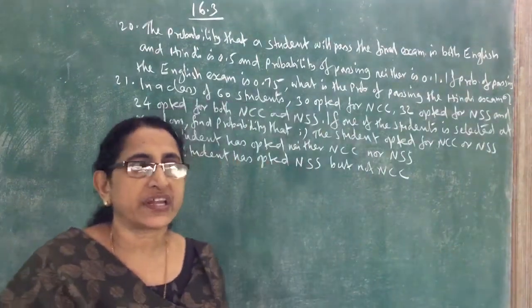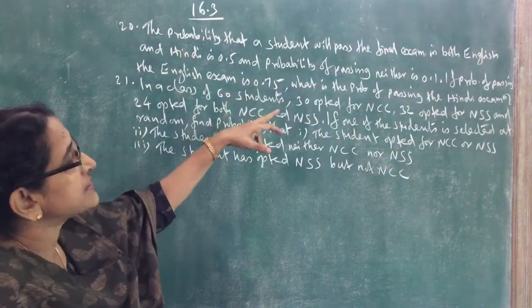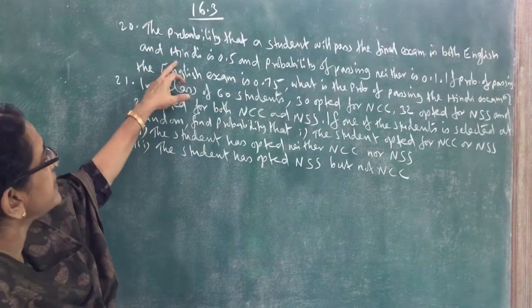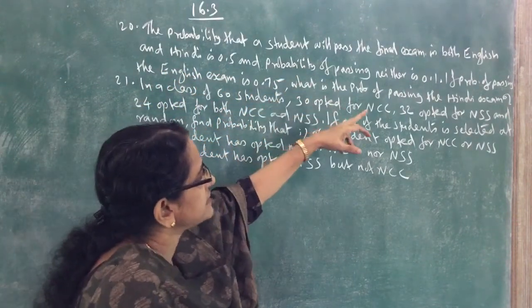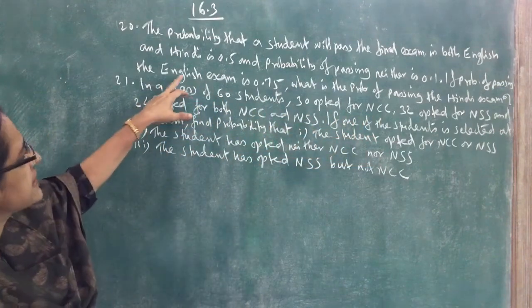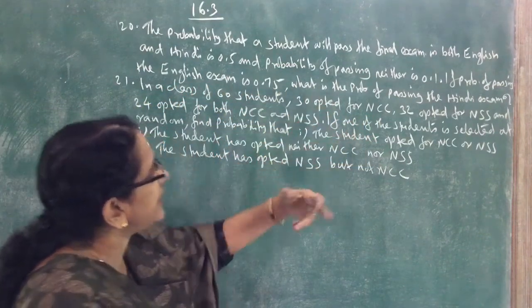Exercise 16.3, question 20. The probability that a student will pass the final examination in both English and Hindi is 0.5. The probability of passing neither is 0.1. The probability of passing the English exam is 0.75. What is the probability of passing the Hindi exam?